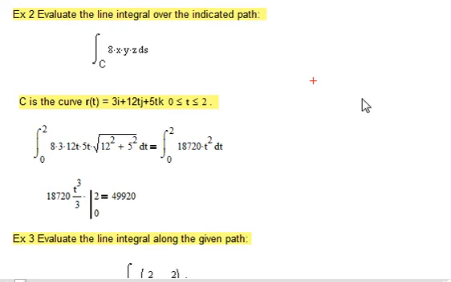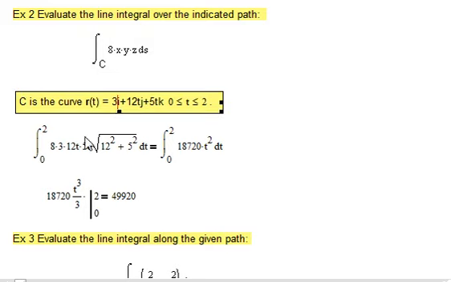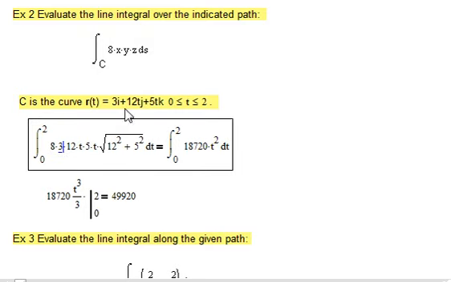And so how do we do that? Well, our 8xyz is going to be 8 times x, which is 3. I said 3i, I meant to say x is 3. Y, which is 12t, so there's the 12t for the y. And the z part is 5t.